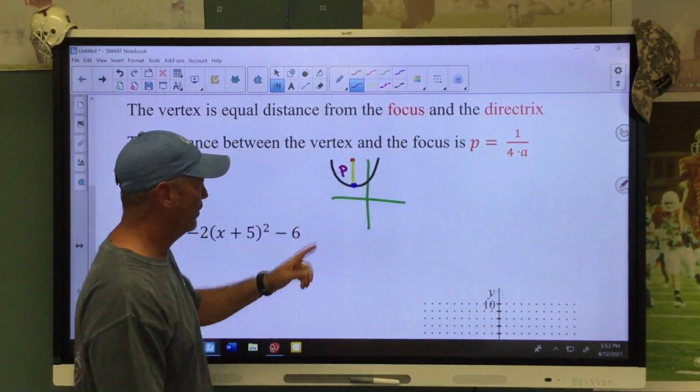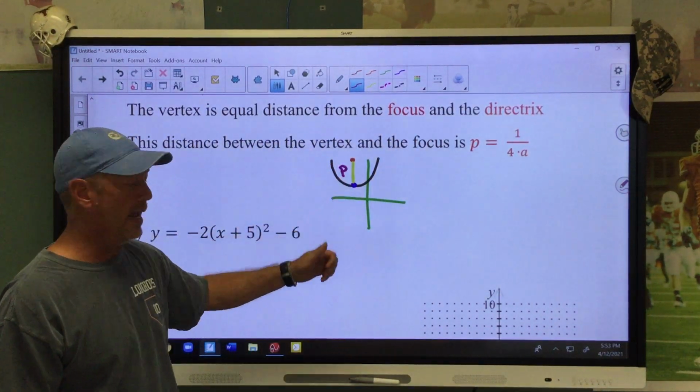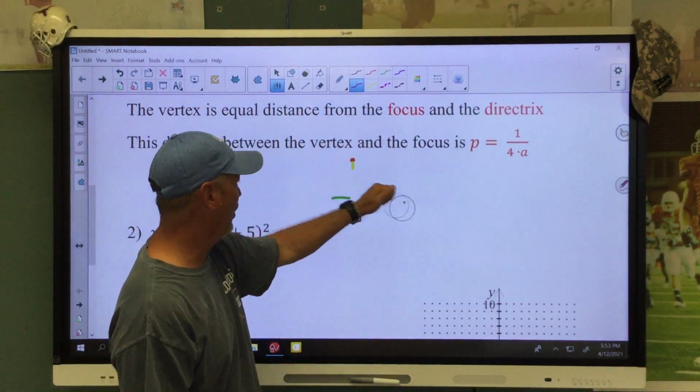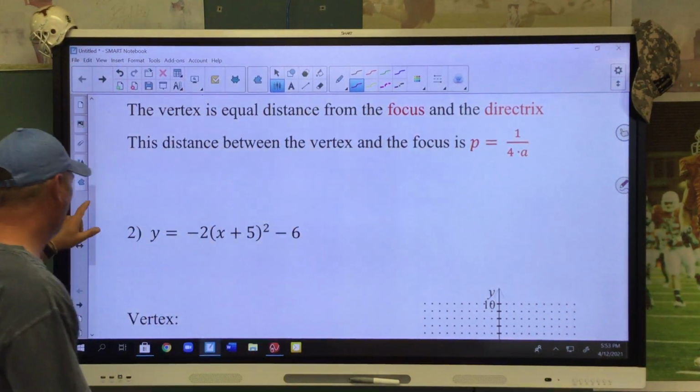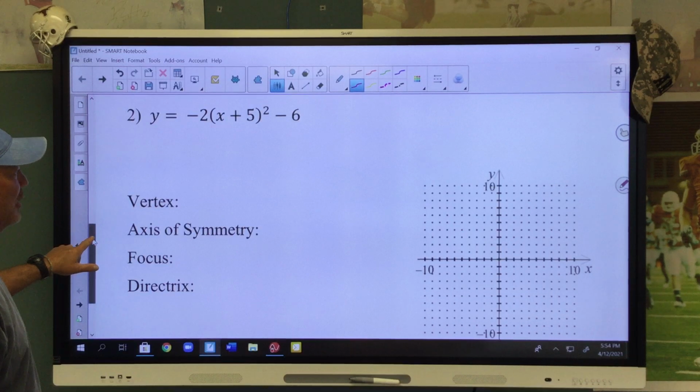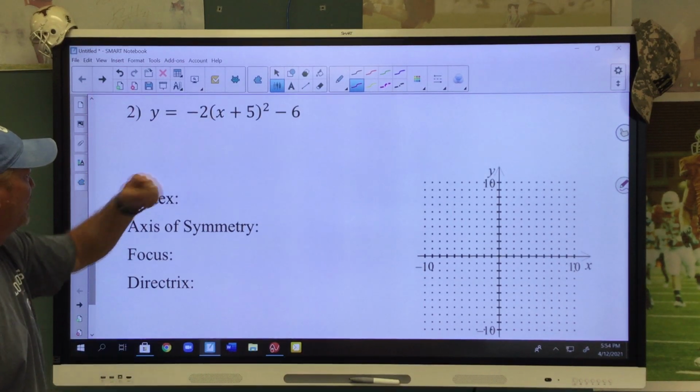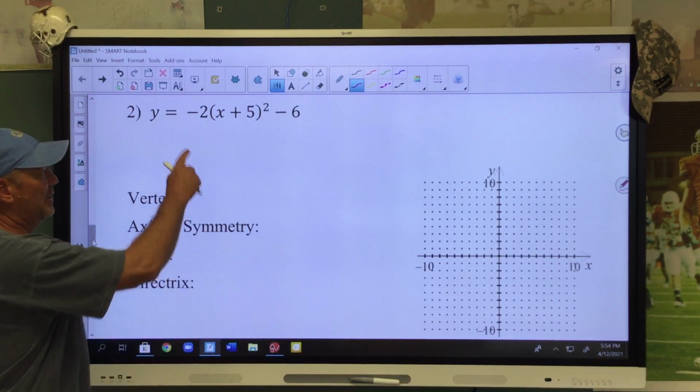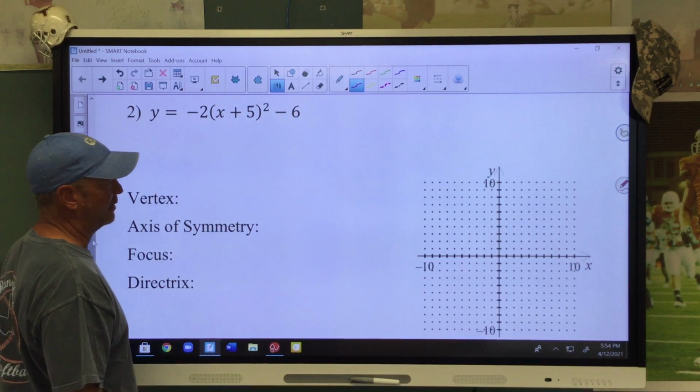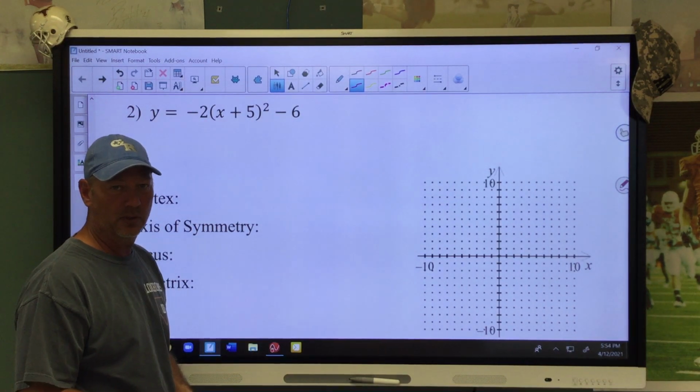All right, so this is what we're talking about. This is what's going to happen. Let's go ahead and work a problem. We'll start simple, okay? All right, so here's my equation. Y equals negative 2, parentheses, x plus 5 squared minus 6. We're going to find the vertex, okay?